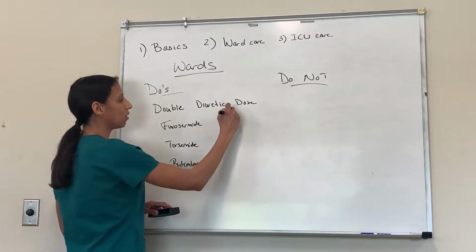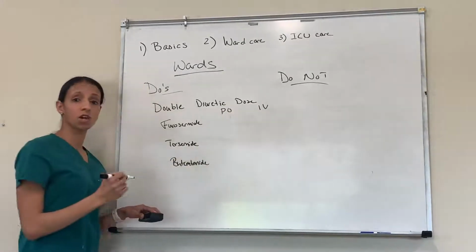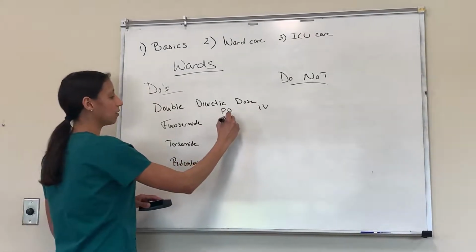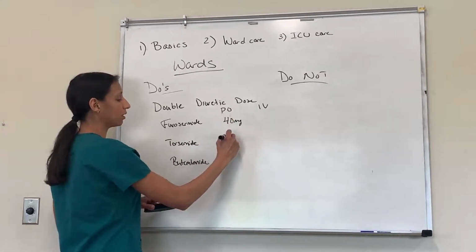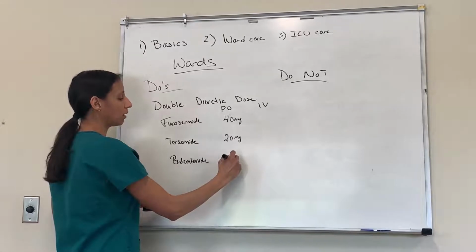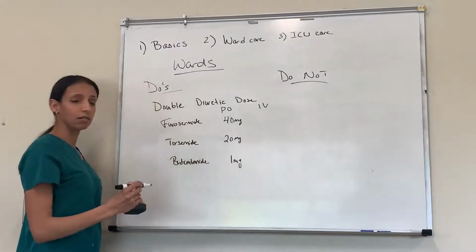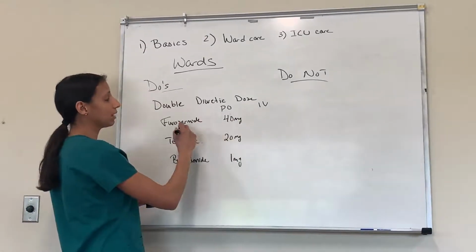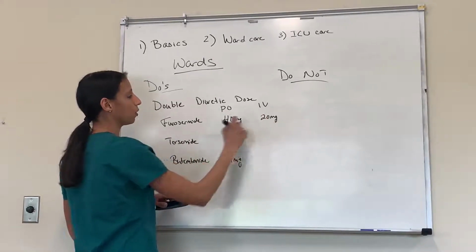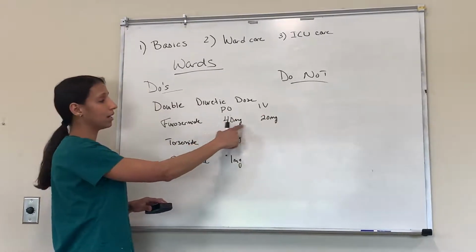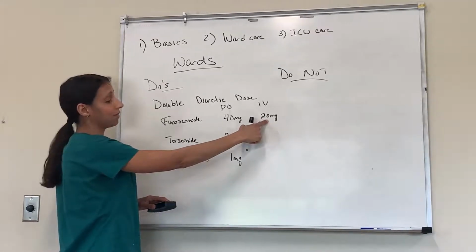And it's important to know the equivalent doses. So 40 milligrams of Lasix or furosemide is equivalent to 20 milligrams of torsemide and 1 milligram of bumetanide. And then to convert Lasix oral to IV, you just halve it. So 40 milligrams of oral furosemide is equal to 20 milligrams of IV.